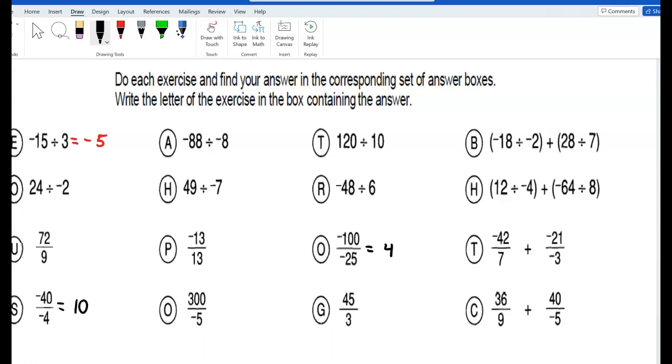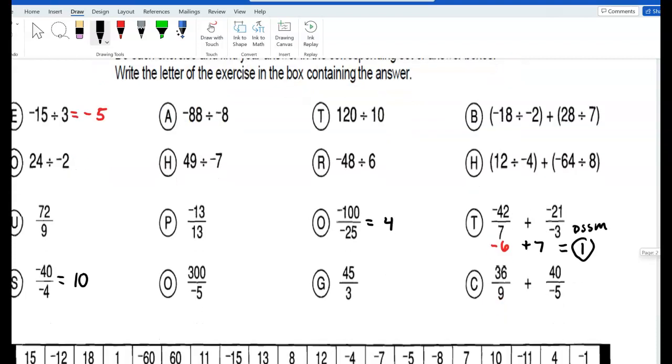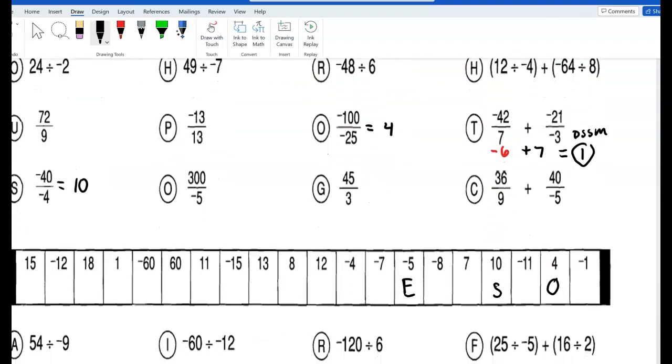So negative 42 divided by 7, that is a negative 6, because there's only 1 negative, plus negative 21 divided by negative 3. There are 2 negatives there, right? So that's positive 7. Now you have to use your rules of addition. Negative 6 plus 7, that's a DSSM problem. That is positive 1, right? You got to switch back and forth between the rules for multiplication, division, and your rules for addition. So on 1, you'll put T.